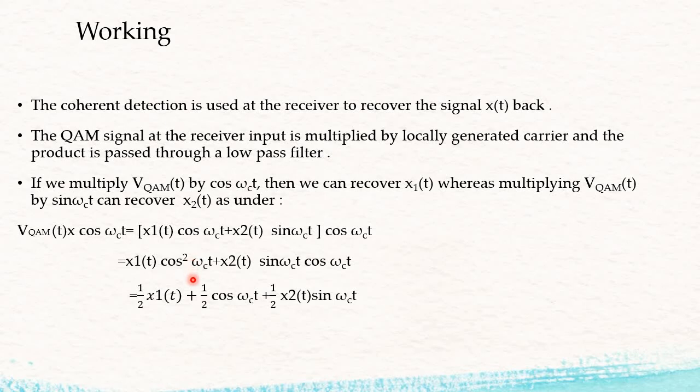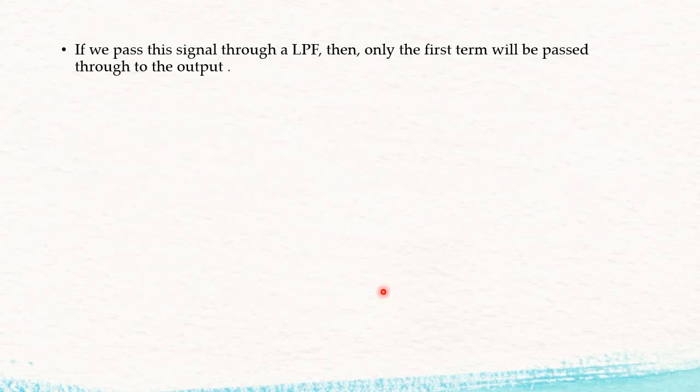By using a trigonometric identity, we get half x1 of t plus half x1 cos 2 omega ct. This comes from the identity cos square theta, which is 1 plus cos 2 theta upon 2. Plus the other term is written as half x2 sin 2 omega ct. In this way we note down the values, and if we pass this signal through the low pass filter, only the first term passes through and the rest all gets suppressed.